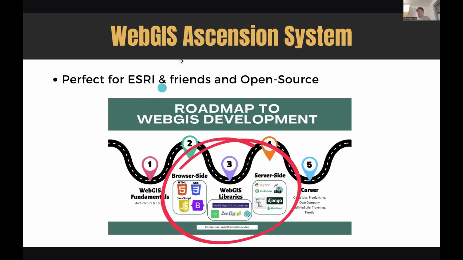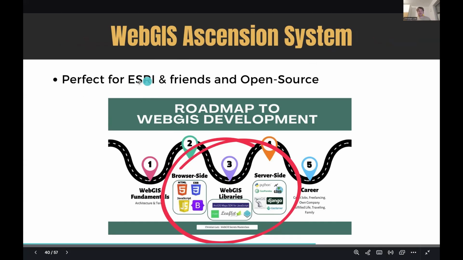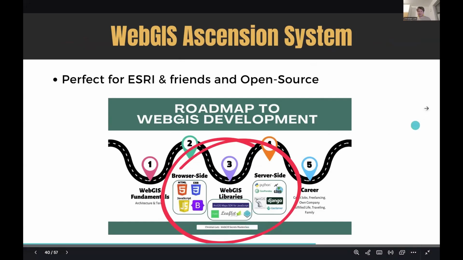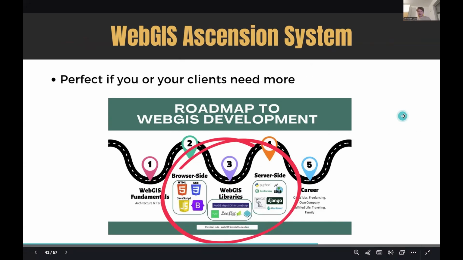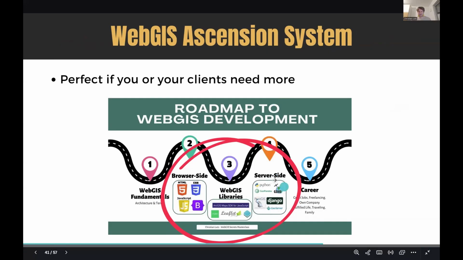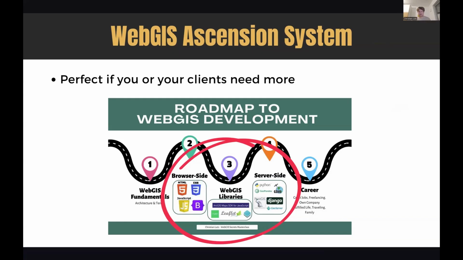This, or we call this WebGIS Ascension system. Basically, hey, this system is perfect. Even if you're using Esri and other tools like Mapbox, even open source, you can add everything on top, okay? Or perfect if your clients simply need more functionalities that Esri guys don't have, then you spin up your own server-side part, okay?